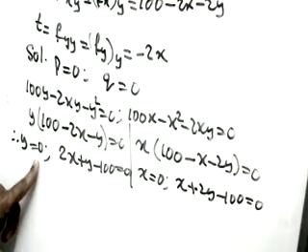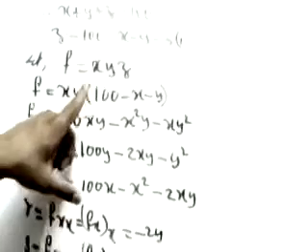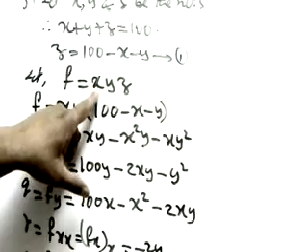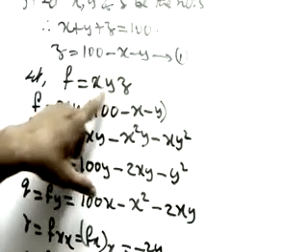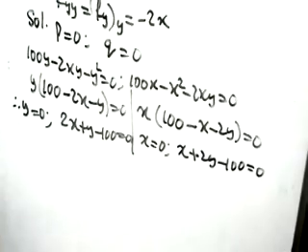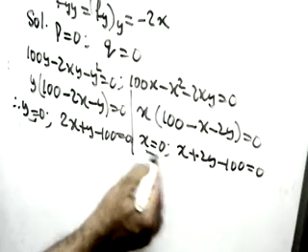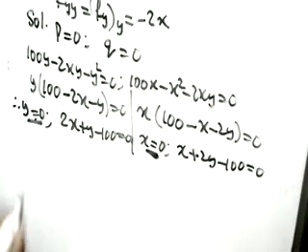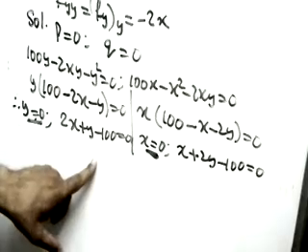Let me not take this. We have to find the maximum product. See here, the product is xy into z. If you put either x equals 0 or y equals 0, it will become 0. So the product will not be maximum. So we don't take x equals 0 or y equals 0, because at these points it is not possible to get the maximum value.